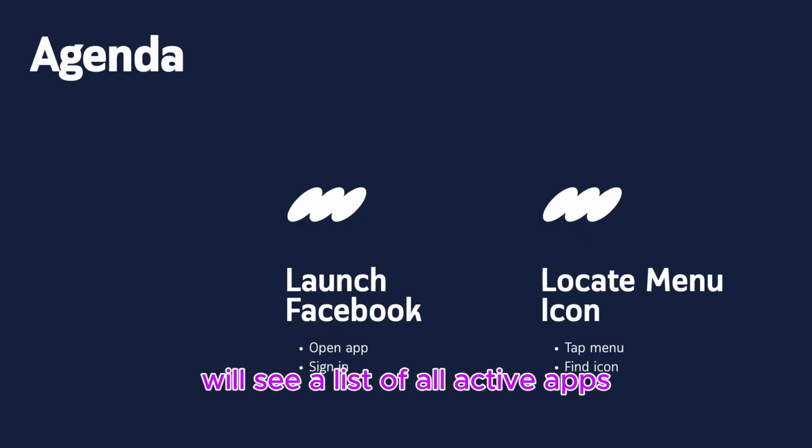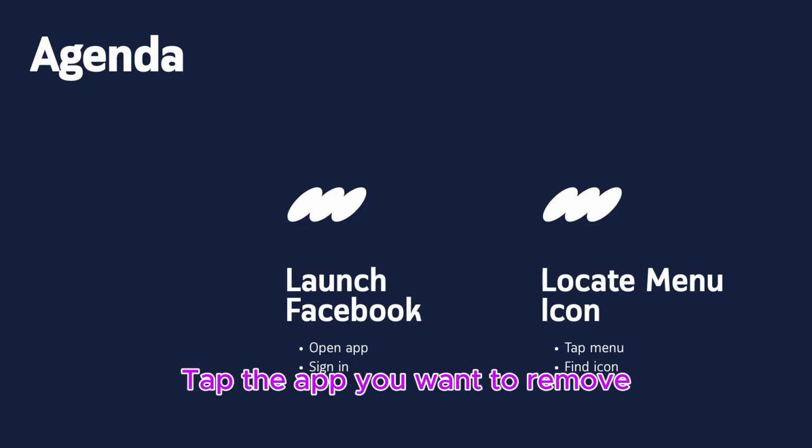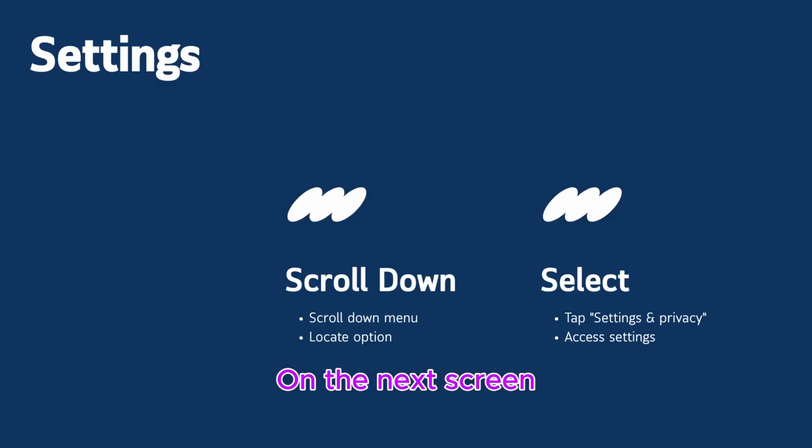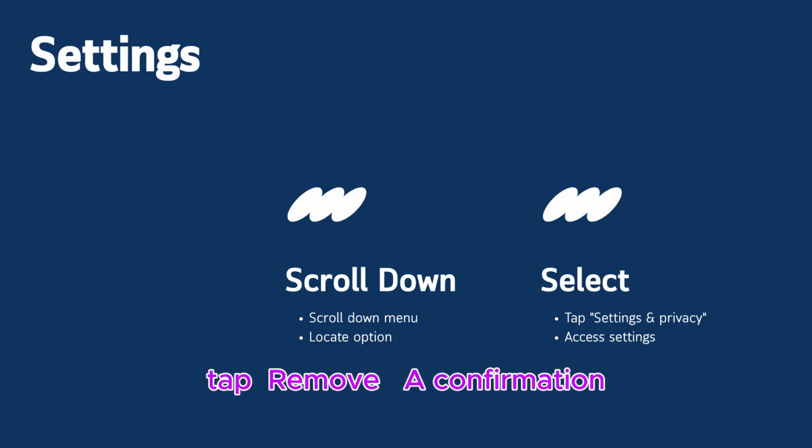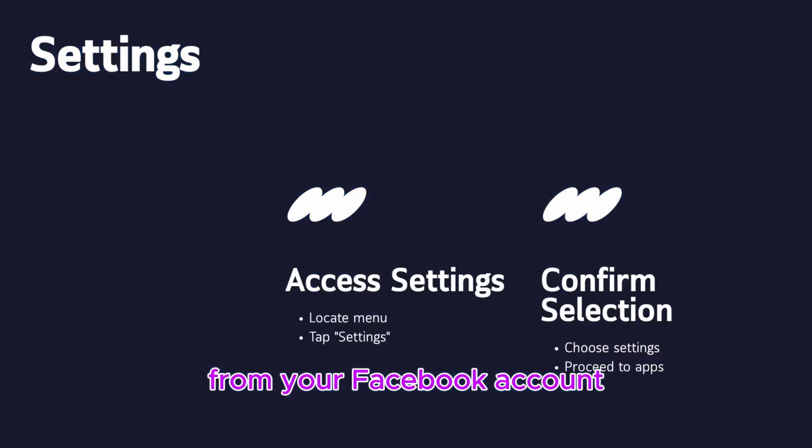You will see a list of all active apps. Tap the app you want to remove. On the next screen, tap Remove. A confirmation pop-up will appear. Tap Remove again. The app is now disconnected from your Facebook account.